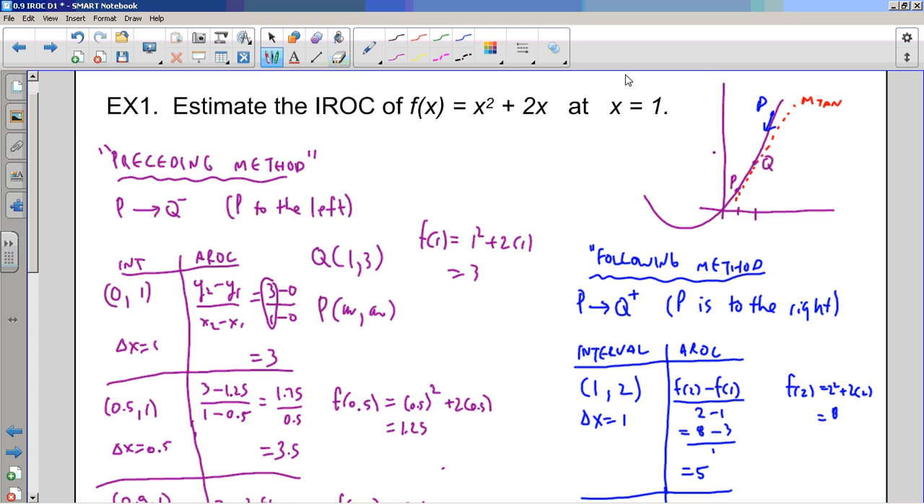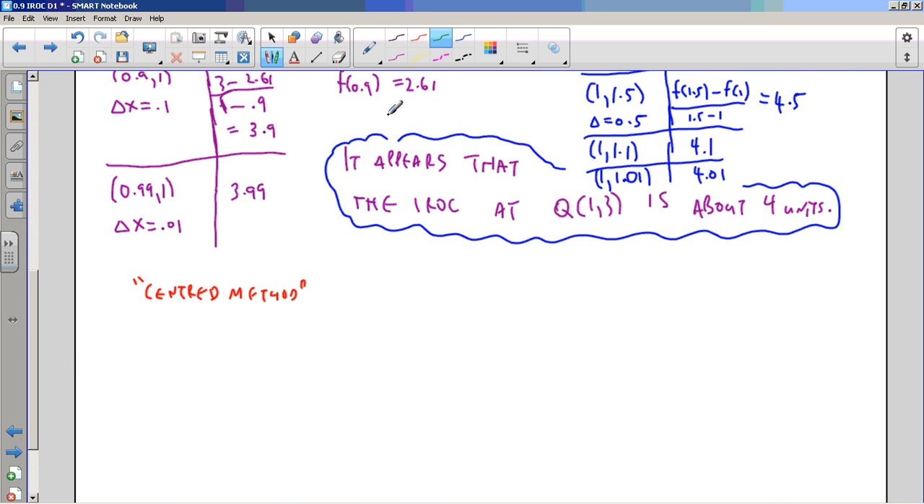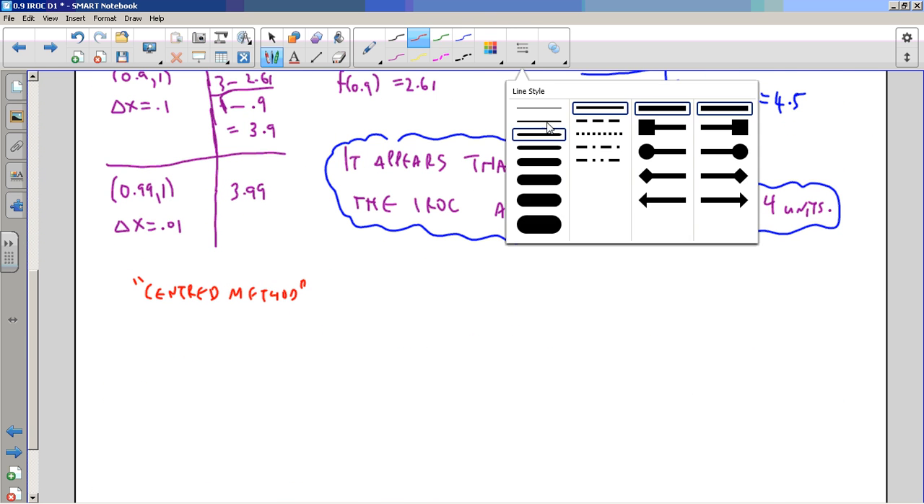And instead of having P get closer to Q, essentially what I'm doing is I'm having Q in the middle of some interval that I choose. I'm going to pick a little bit on either side where Q is in the middle, and I'm going to go the same distance on either side, so it's going to be centered, if you understand what I'm talking about.